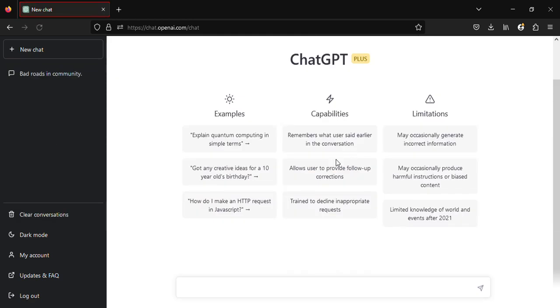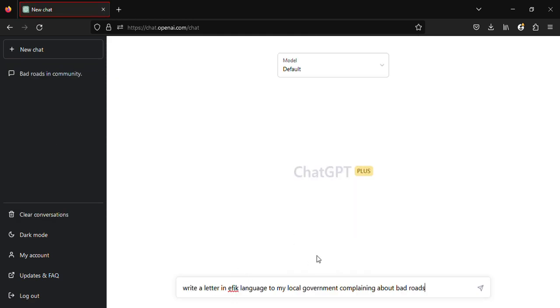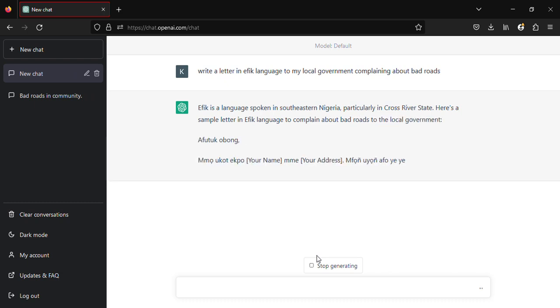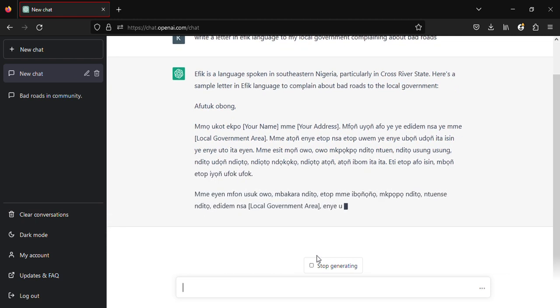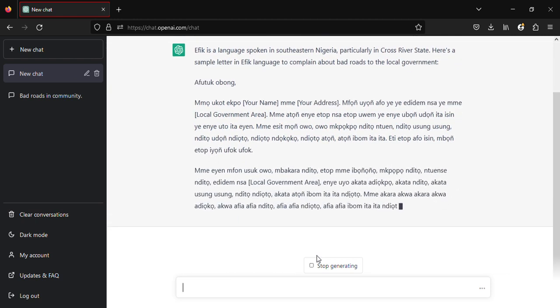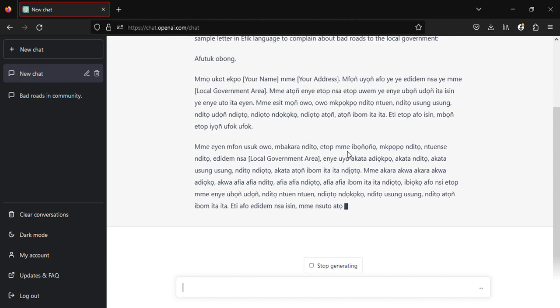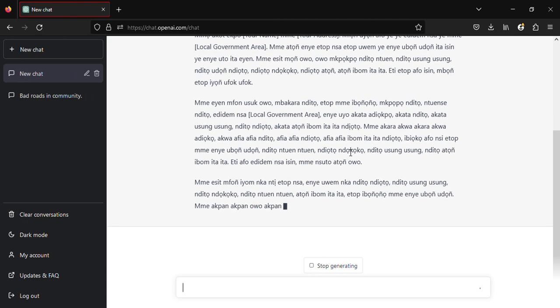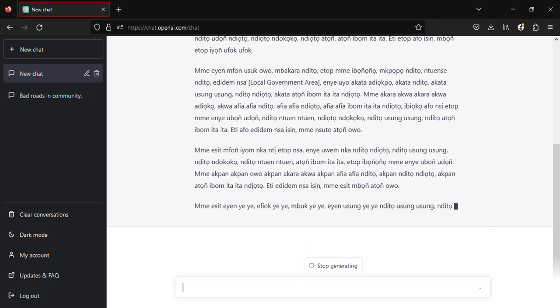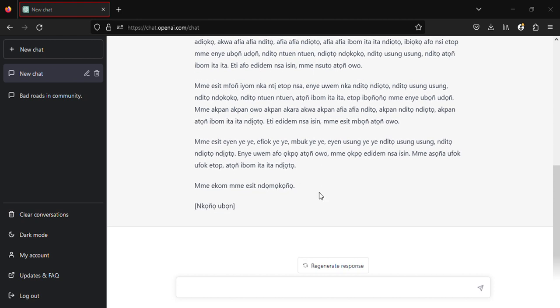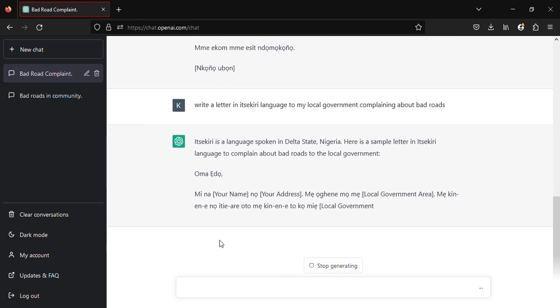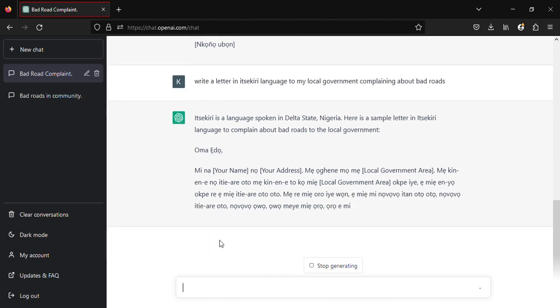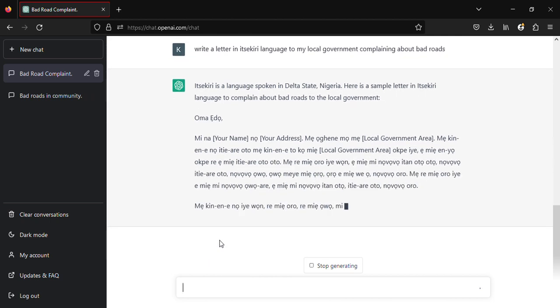Okay, let's refresh the page. Okay, so we are trying it in the Efik language. Same thing. It's able to write the letter in the Efik language as well. That's amazing. That's just amazing. So finally, I'll try the Itsekiri language. Wow. It also writes the letter in the Itsekiri language.